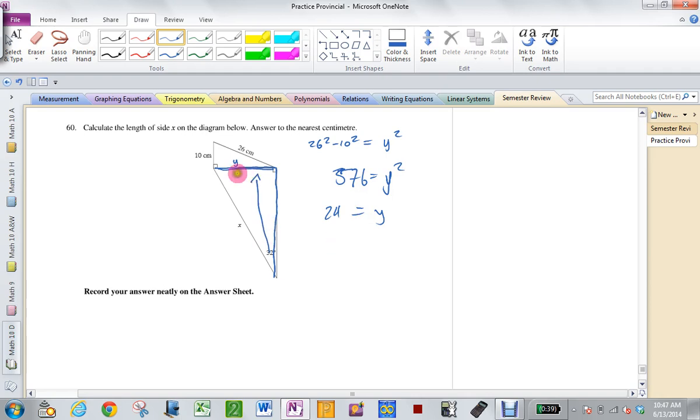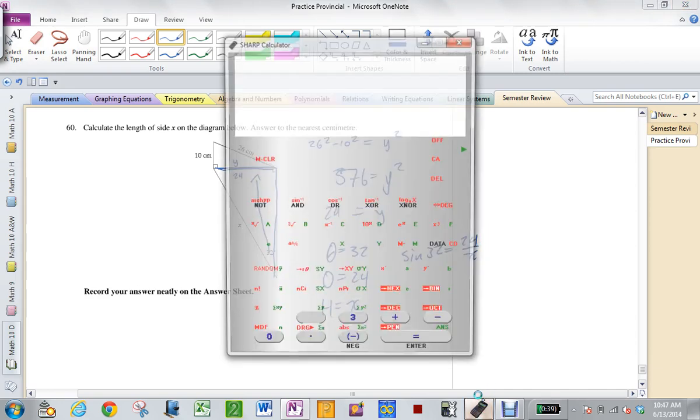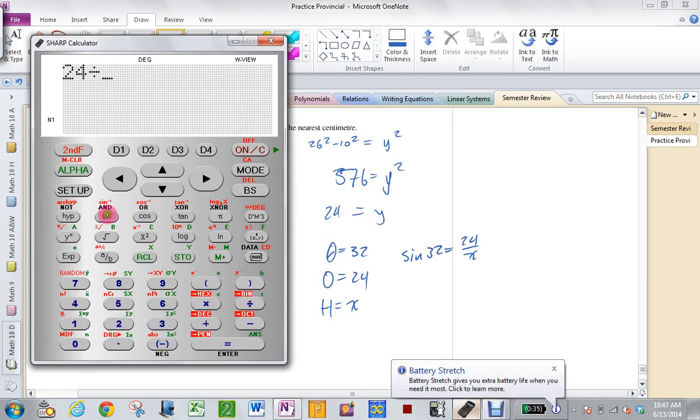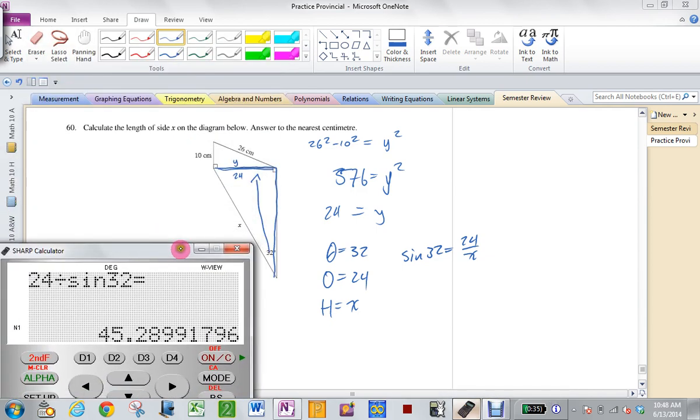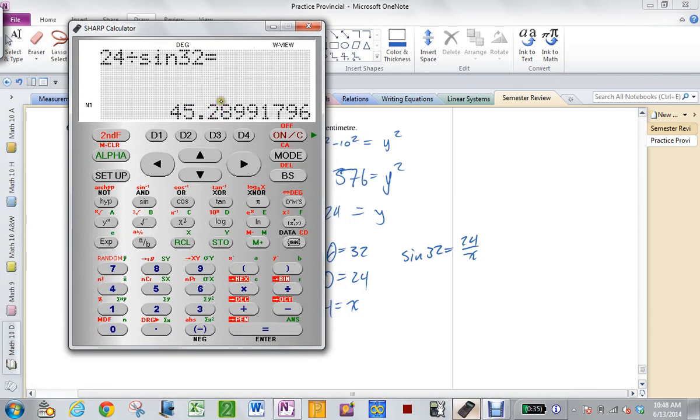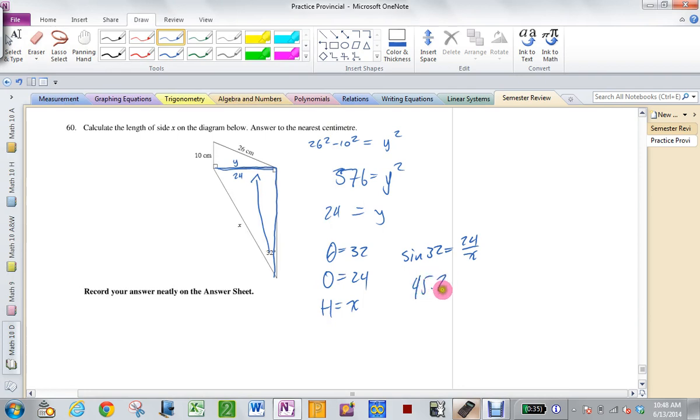So now I come to here. I know that's 24. Theta equals 32. Opposite equals 24. Hypotenuse equals x. Sine 32 equals 24 over x. I go back to my calculator. 24 divided by sine 32 equals 45.289. And they want the nearest centimeter. 45.2 nearest centimeter is 45.